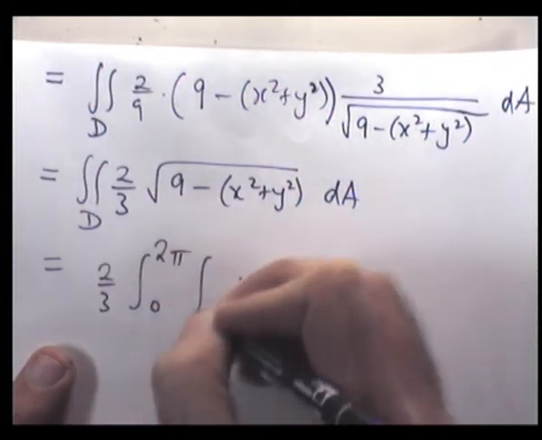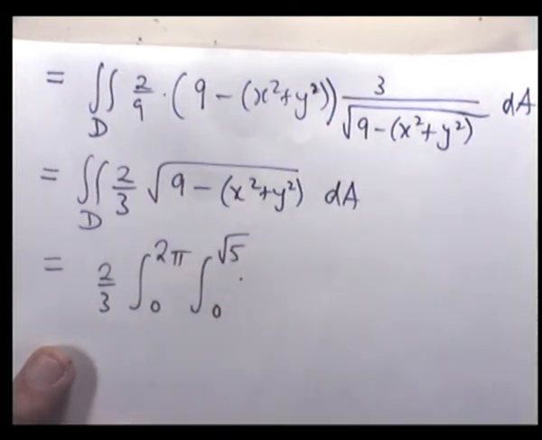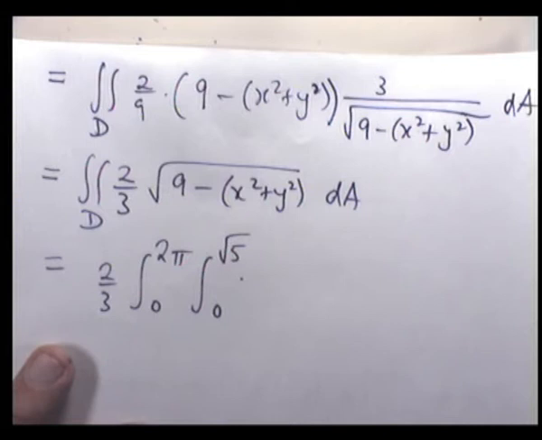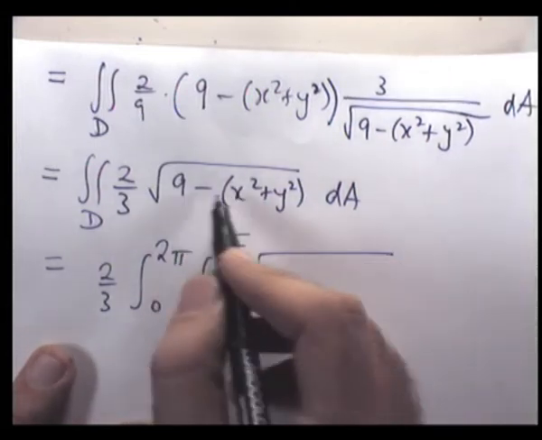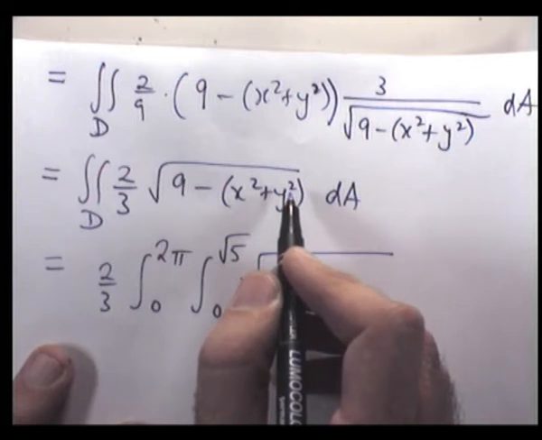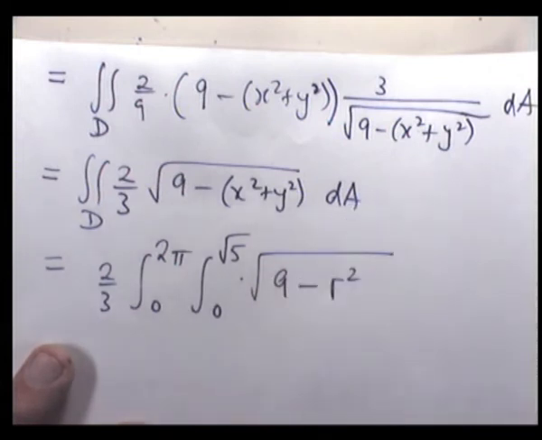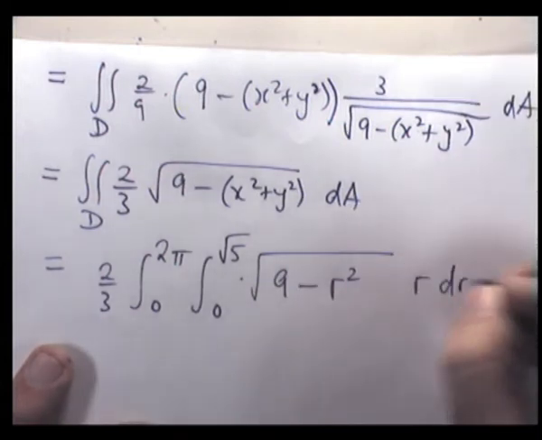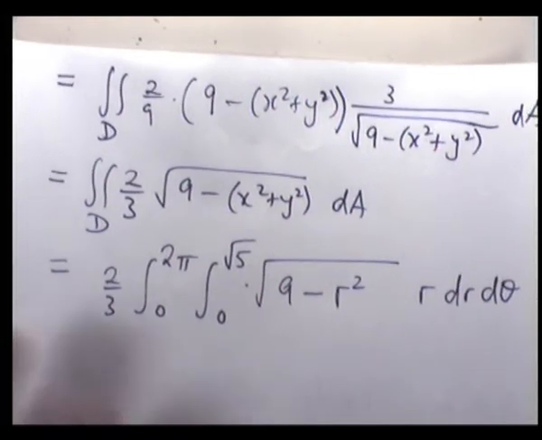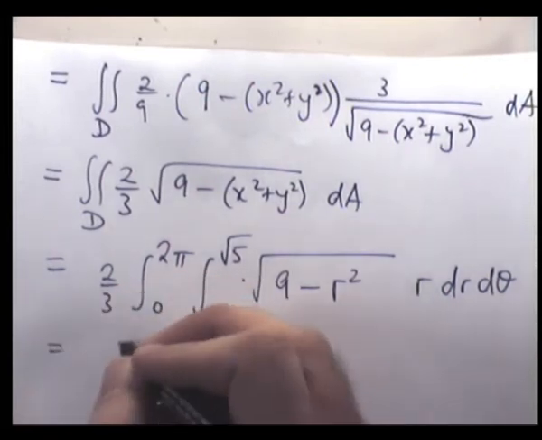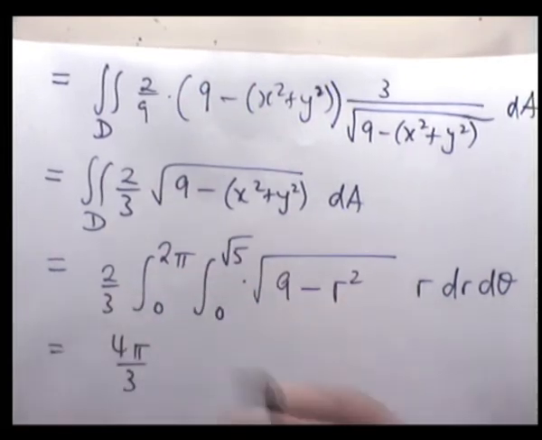If I move to polars, I'll get something like this. And that 9 minus x squared plus y squared is going to become 9 minus r squared. And what's the dA going to become? r dr d theta. So now it's quite simple. We can probably do this in one step now. The integrand doesn't involve theta, so we can just put a 2 pi expression down. So I've done the outside integral.